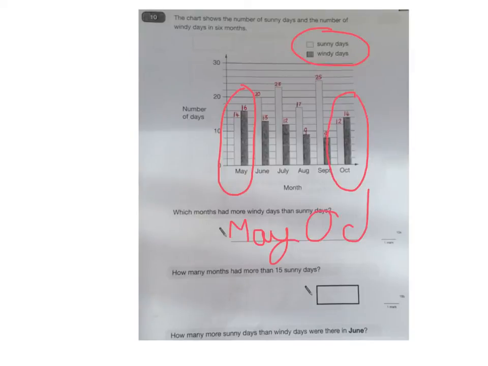So now I've written on all the bars, it's a case of just answering the questions. The first question asks, which months had more windy days than sunny days? Well, I look again up here at the key and I can see the dark shaded ones are the windy days, and I can see, well, in May, there was 16 windy days to 14 sunny days, so May had more windy days than sunny days. And I can also see over here, looking at the bars, well I look at the 14 compared to the 12 in October, so that October had more windy days than sunny days.